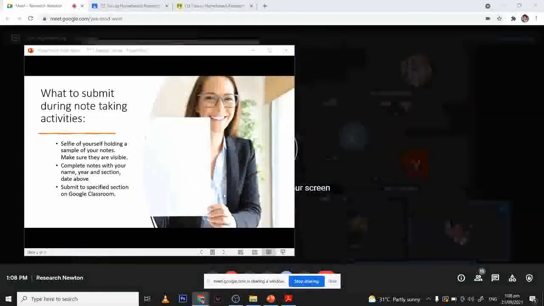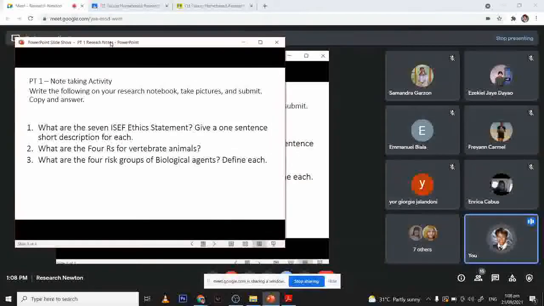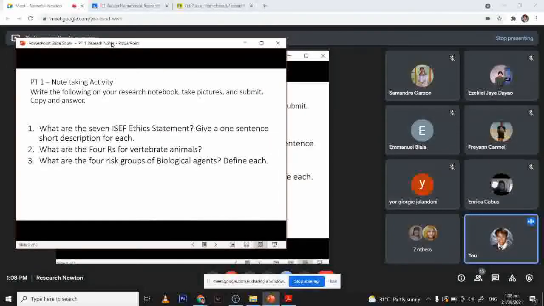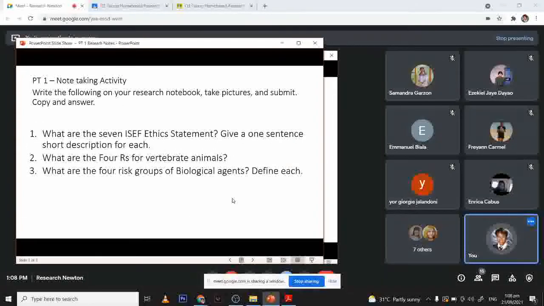So what are the 7 ISEF ethics statements? Give a one-sentence short description for each. What are the 4 R's for vertebrate animals? And what are the 4 risk groups for biological agents? Define each. When you define, you only give a one-sentence description or summary. That's enough.